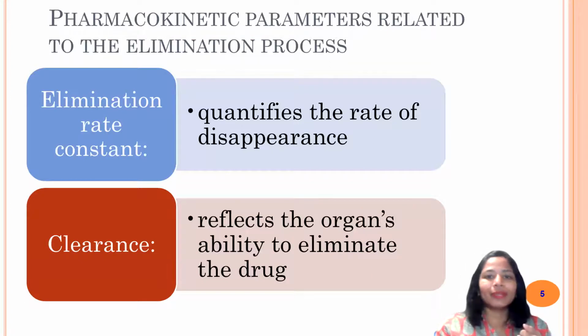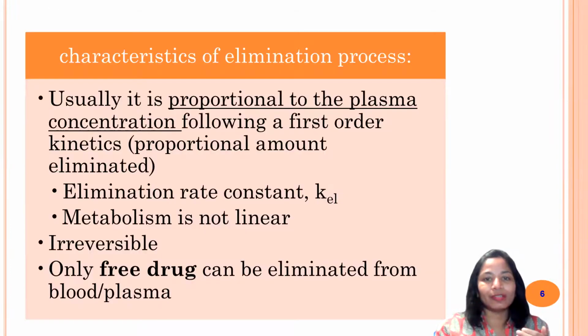What are the pharmacokinetic parameters which are related to this? Elimination rate constant and clearance. From the name itself, we understand that elimination rate constant is the quantifying factor for the rate of disappearance of the drug, whereas clearance is about the organ's ability, the kidney's ability to take it out, or the liver's ability to eliminate the drug. So that is what is clearance.